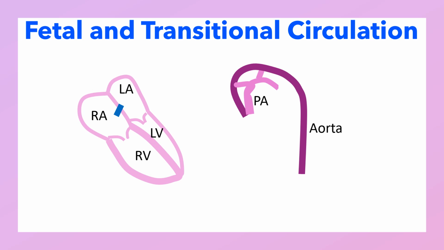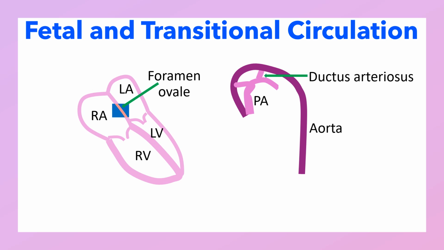Increase in pulmonary venous return raises left atrial pressure and the valvular foramen ovale closes. The ductus arteriosus starts constricting on exposure to the high oxygen saturation in blood after birth. The ductus venosus also gets obliterated.